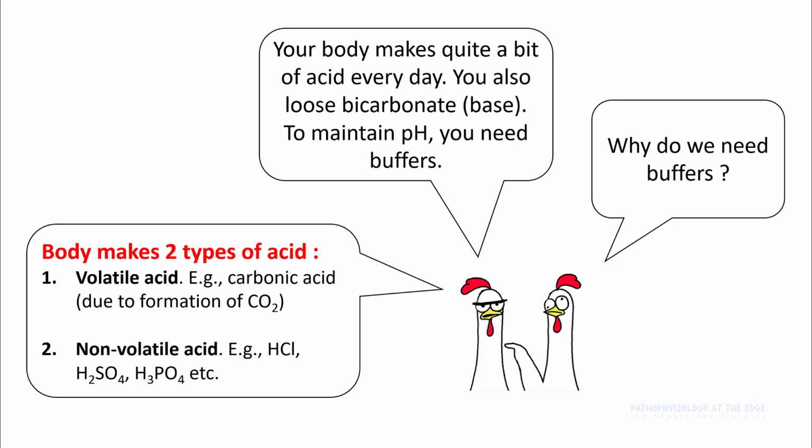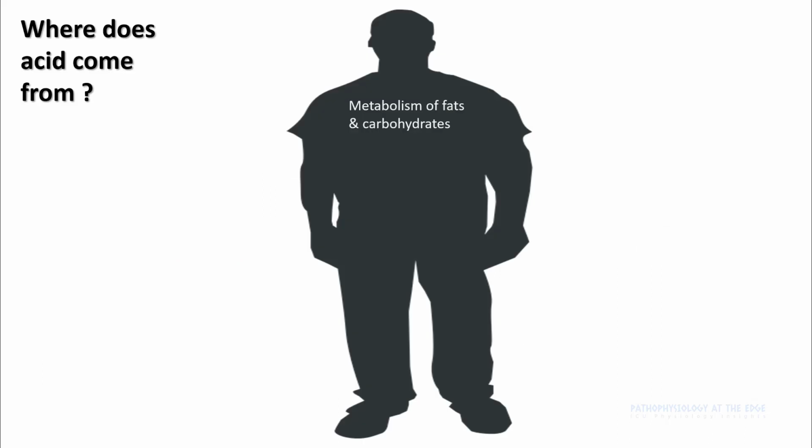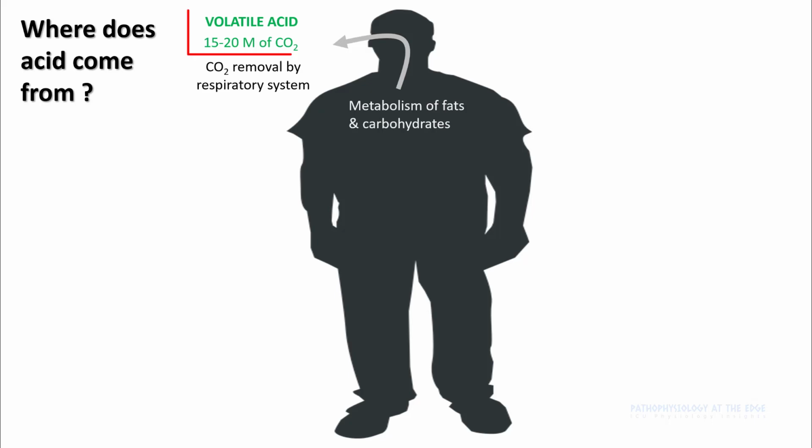Your body usually makes two types of acid: volatile acid like carbonic acid, which is your CO2 that is formed from your metabolism of glucose, and non-volatile acid such as hydrochloric acid, sulfuric acid, etc. Most of the volatile acid comes from metabolism of fats and carbohydrates. Your body makes around 15 to 20 moles of CO2 every day, and this is cleared by your respiratory system.